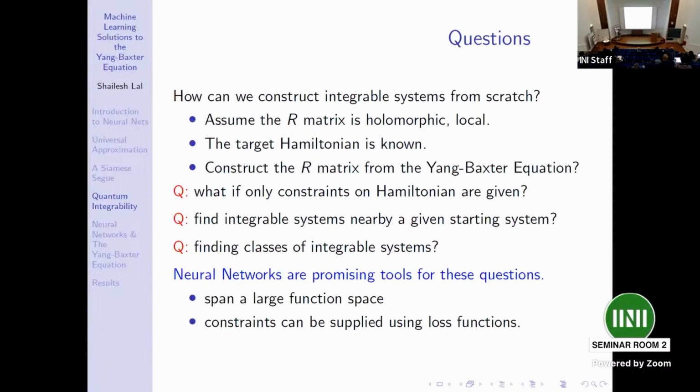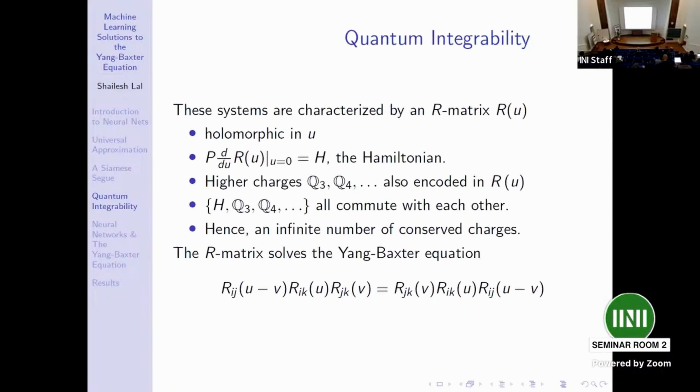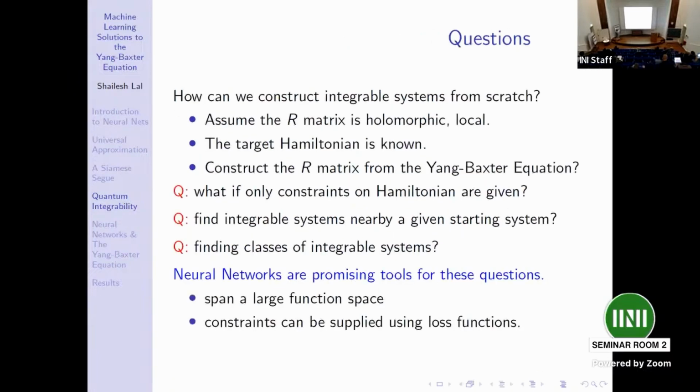So here's the idea: construct integrable systems from scratch. What we'd like to do is use the neural networks to scan across the set of R matrices. So we assume that the R matrix is holomorphic. It's local. And at the first pass, let's assume that the target Hamiltonian is known, but we can relax this, and we will relax this. Okay? And then you try and construct the R matrix from the Yang Baxter equation, imposing this as a loss function. Okay? So, I'll sketch out the details for you in a moment, but I do want to give you the overall framework of what we've done.